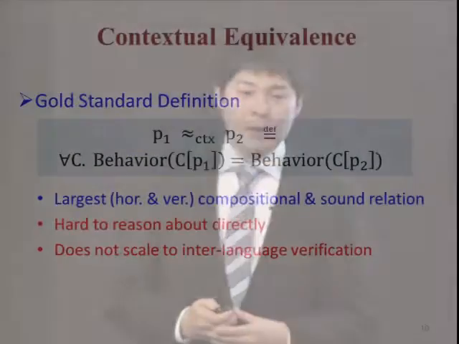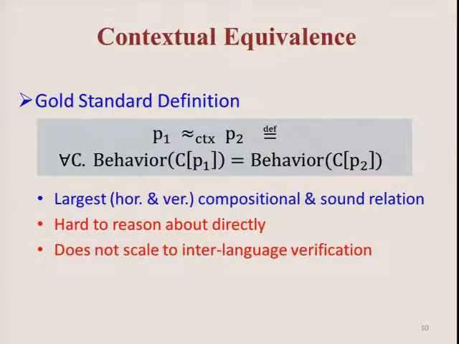equivalence. But the problem with contextual equivalence is that it is hard to reason about directly because of this universal quantification over all possible clients. So you have to consider all possible clients in your proof, right? And also, more importantly, it does not scale to interlanguage verification because you cannot use the syntactically same context C in different languages. For example, ML and assembly or Java and assembly, you cannot use the same context. So it does not make sense.